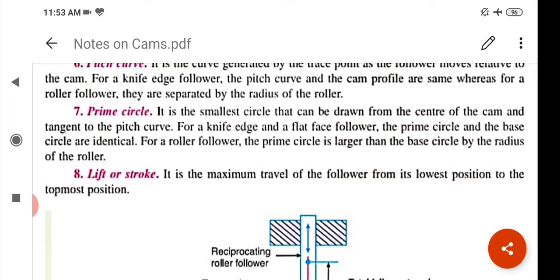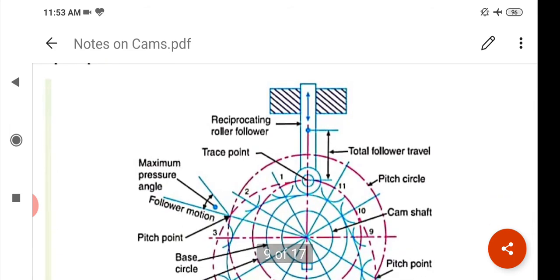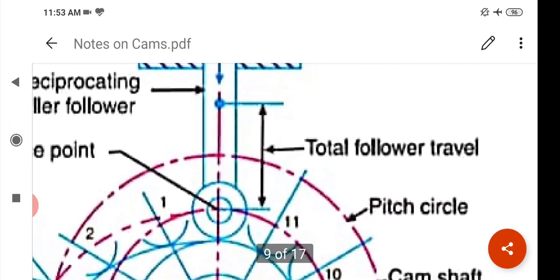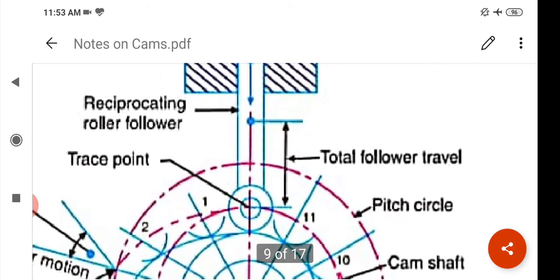Lastly, we will see what lift or stroke is. You already know this: it is the maximum travel of the follower from its lowest point to the topmost position. This diagram shows the total follower travel, and that will be your stroke.